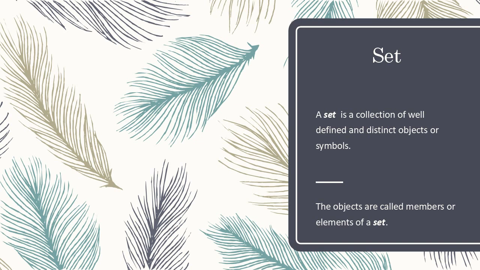First, we describe set. A set is a collection of well-defined and distinct objects or symbols. The objects are called members or elements of the set. We write these members or elements in curly brackets.